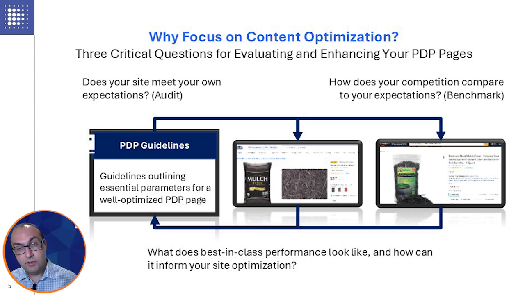The second one is really on the benchmarking side of it. How does your competition compare to your expectations? Again, you'll be able to learn a lot from that. And then lastly, when you bring it all together, right, what does the best in class performance look like? And how can it inform your site optimization? Again, very much like that doctor analogy that we talked about. Let's diagnose the issue. Let's understand what's going on in the environment. And let's prescribe something to fix that. Auditing, benchmarking, and content optimization essentially allows you to play into that overall.